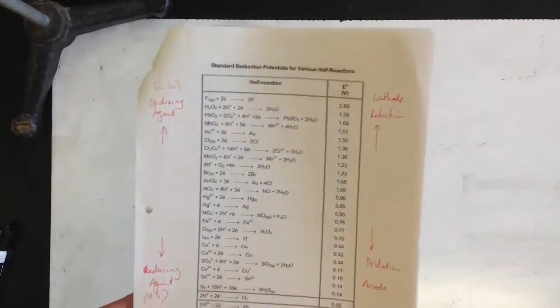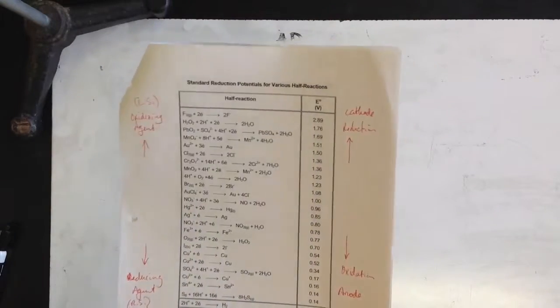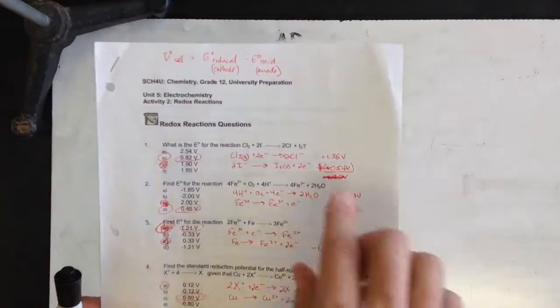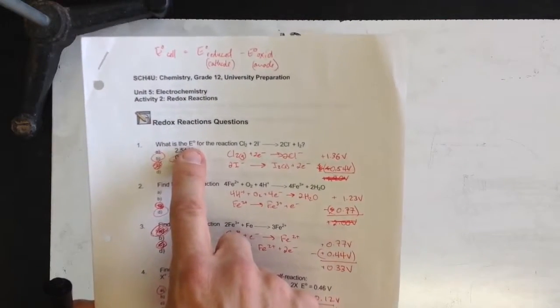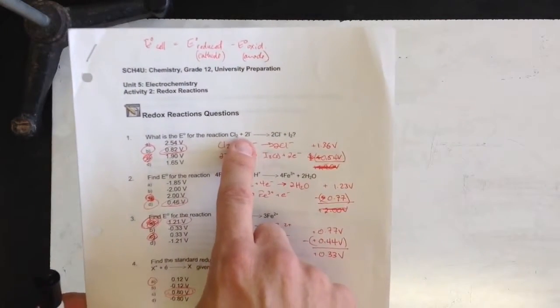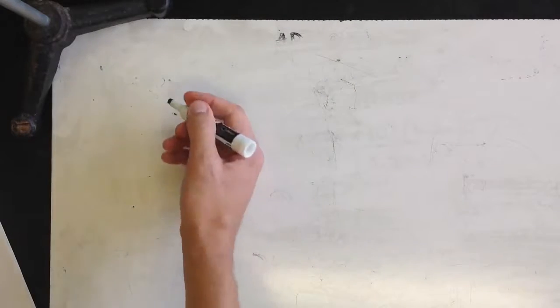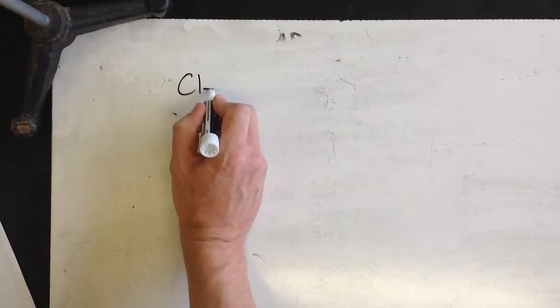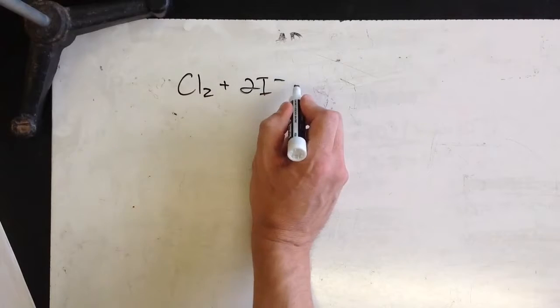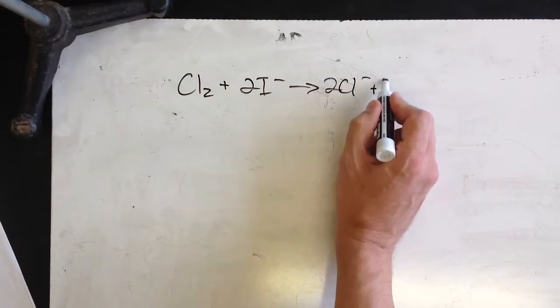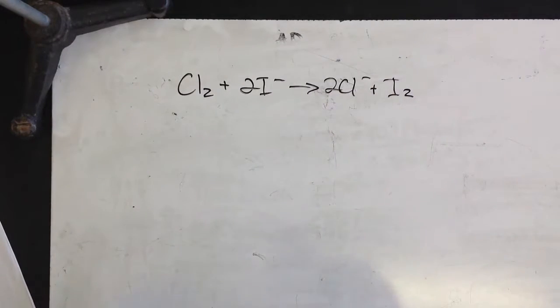Now that we have this, we're just going to keep this off to the side, and we'll look at the first example from the homework, which is: what is the potential for the reaction chlorine plus 2 iodide yields 2 chloride plus iodine? So let's just write that out. Alright, so that's our reaction.